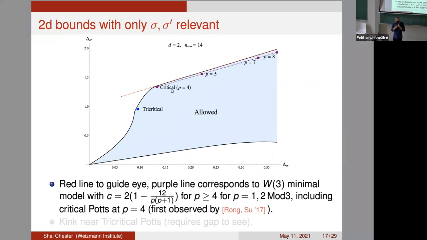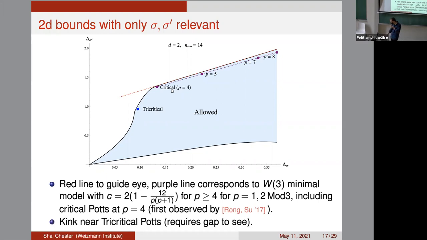This is very similar to something which was first pointed out in bootstrap studies of Z2 invariant CFTs in two dimensions. You know, the Ising model is the most famous example. And in that case, they also found some kind of upper bound where they saw all these diagonal minimal models along that bound. So I think it was first pointed out by Alessandro Vichi, if I'm not mistaken.